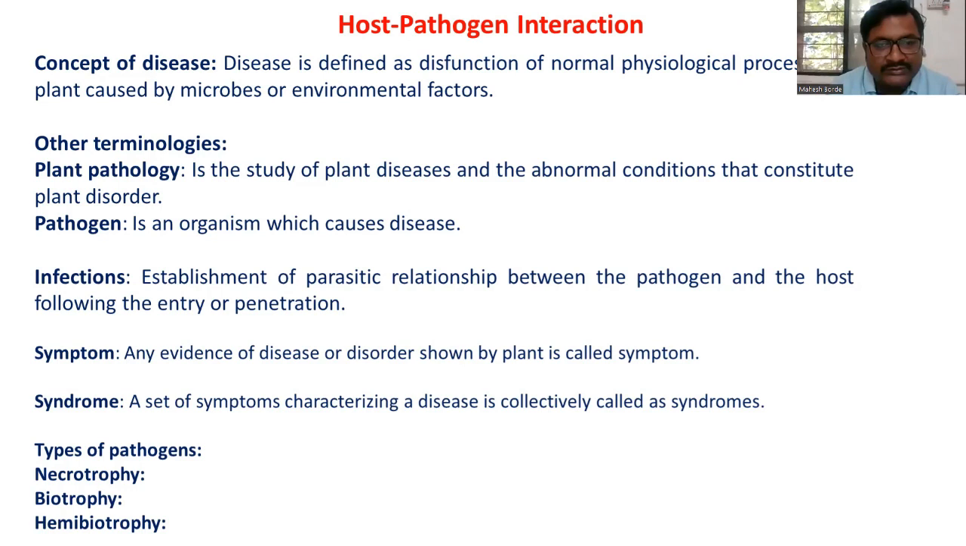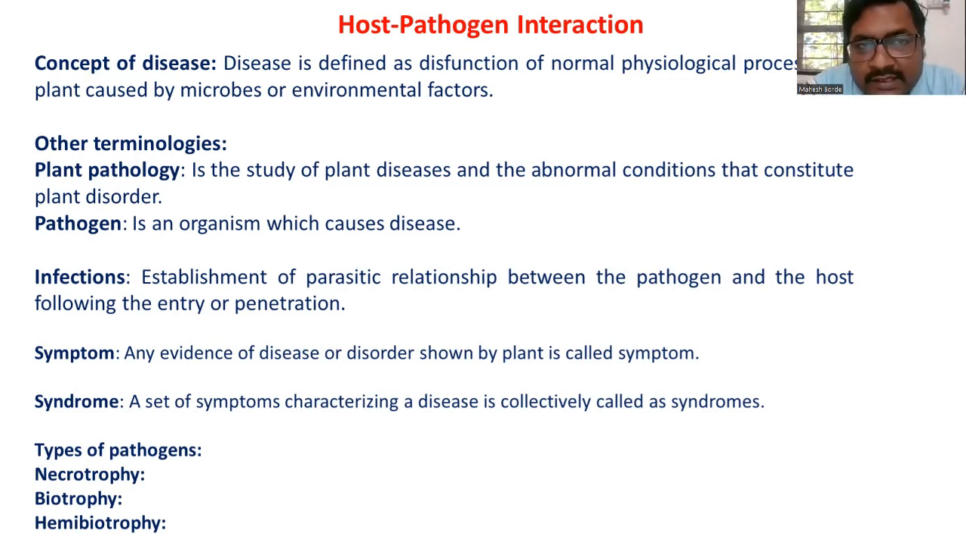Again, I have shown some terminologies. Infection means the establishment of a parasitic relation between the pathogen and the plant after entry into the plant cell. And after establishment of that parasitic relationship, the pathogen causes a particular morphological abnormality seen by our eyes, that we call a symptom. Then a set of symptoms characterizing a disease, we can collectively call a syndrome.